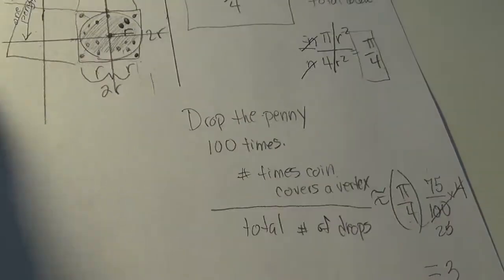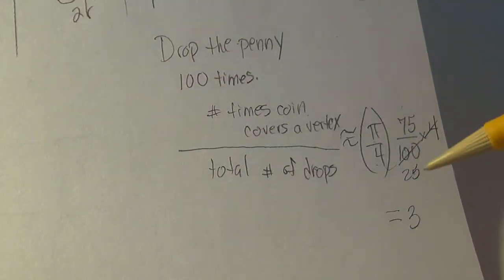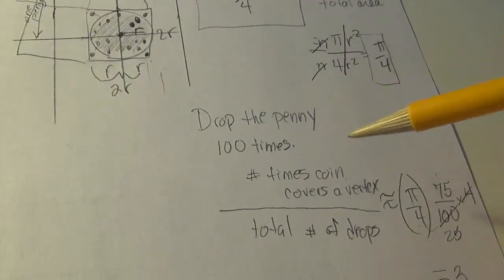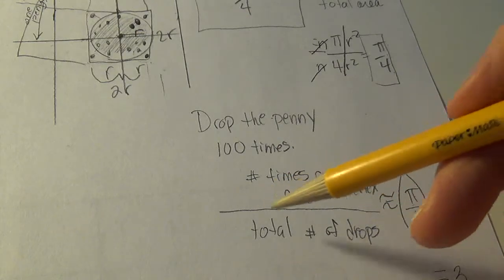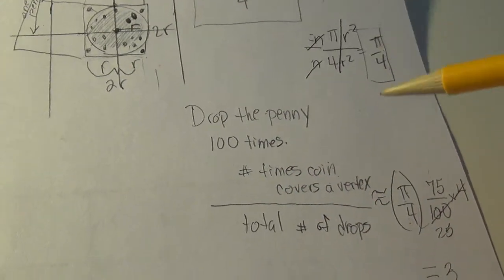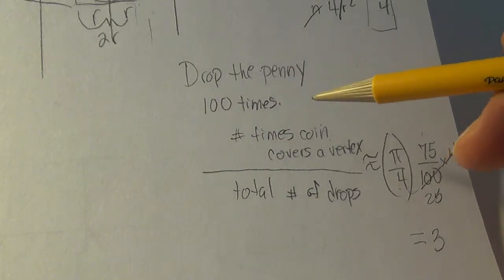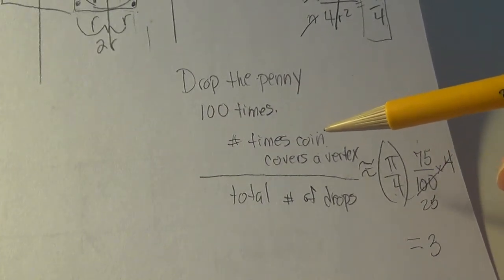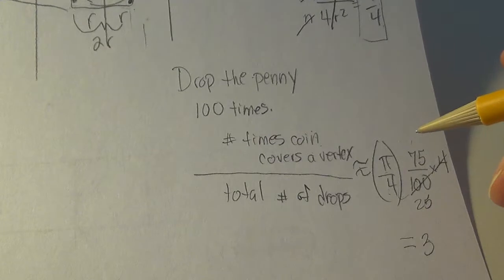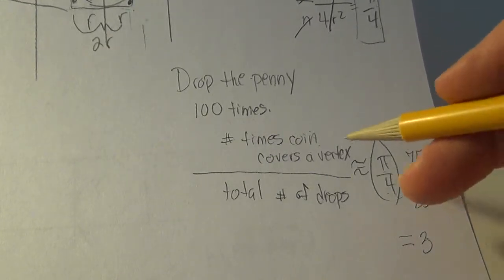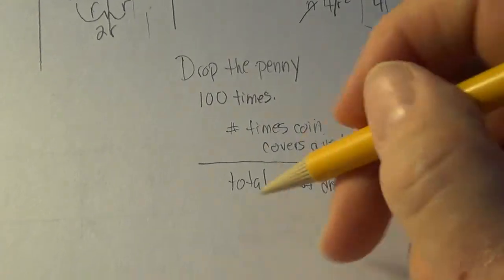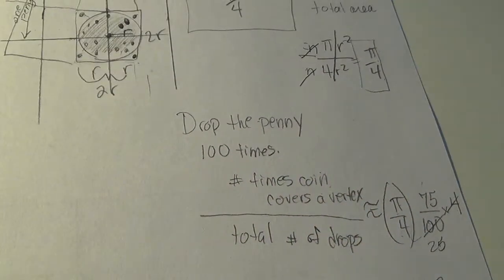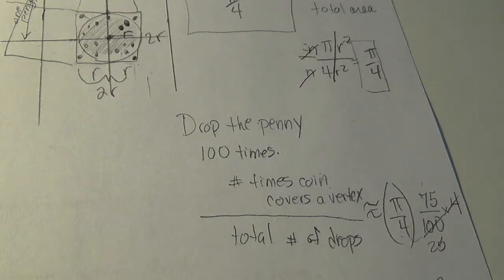So we're going to see if this works. We're going to see how close we can get to pi with 100 drops, recording the number of times the coin covers a vertex divided by the total number of drops, and only counting the ones that actually land on your paper. These coins tend to pop around. So we will conduct this experiment. When you get this number, multiply it by 4 and see how close it is to pi. And the number for pi is, let's see what some of the extra digits are.